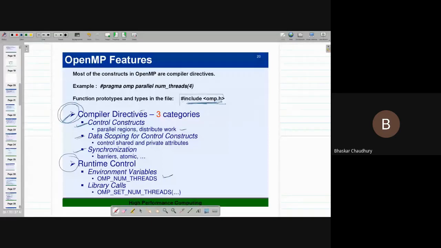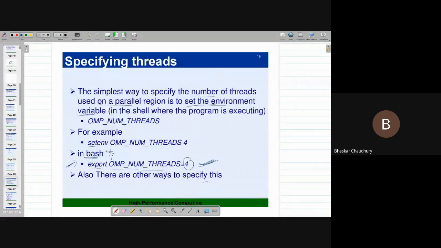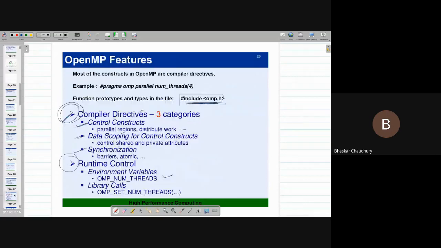Here you can see there are two ways actually. Either you directly do it from the bash. You can directly say export OMP_NUM_THREADS=4, so 4 threads will be set, or you can also do it from the program. For example, here you are saying num_threads equal to 4. So whatever comes below here in the program will be executed using 4 threads.